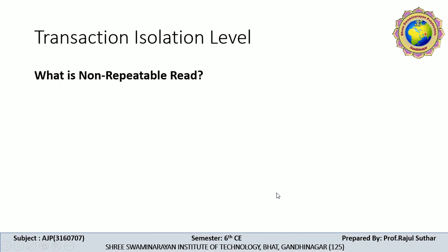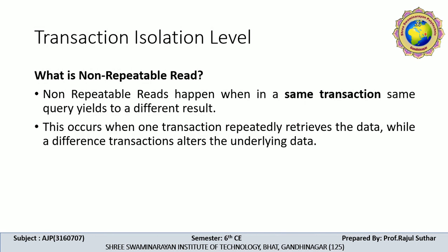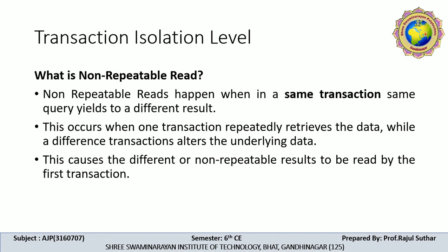What is a non-repeatable read? Non-repeatable reads happen when the same query in the same transaction yields a different result. This occurs when one transaction repeatedly retrieves data while a different transaction alters the underlying data. This causes a different, non-repeatable result to be read by the first transaction.